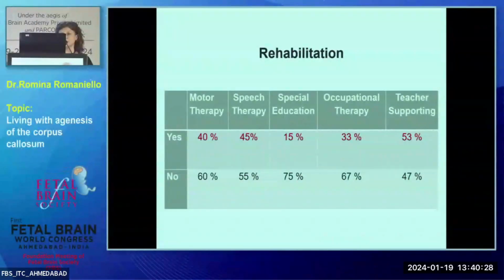Rehabilitation: you can see that 40% of subjects performed motor therapy, speech therapy in 45% of subjects, special education in 55% of subjects, occupational therapy in 43%, and teacher support in 53% of subjects.